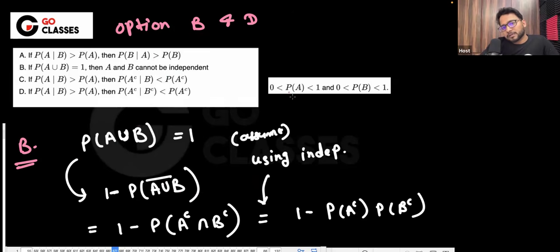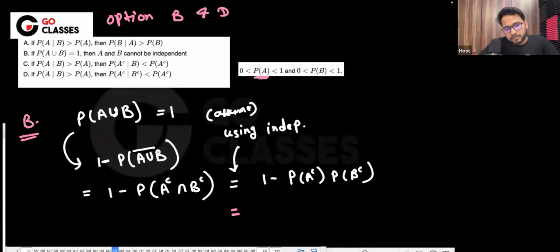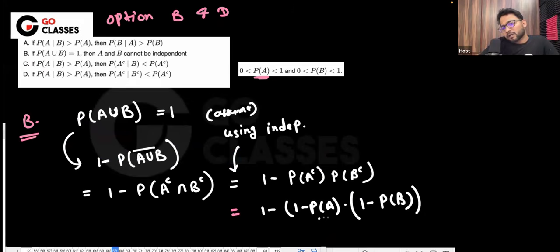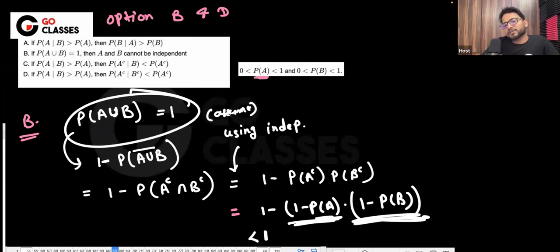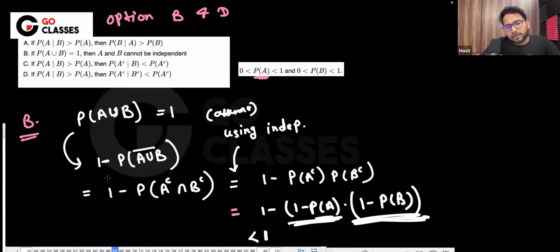Since probability of A and probability of B are both strictly less than 1, this is equal to 1 minus (1 minus probability of A) times (1 minus probability of B). These two quantities are strictly greater than 0, so probability of A complement and B complement are greater than 0. Ultimately it will be less than 1. But since it is given to be 1, my assumption is false. The moment I go from here to here, it cannot be exactly equal to 1. So they are not independent. Using independence I get a contradiction. So yes, this is true. I hope you understood option B.